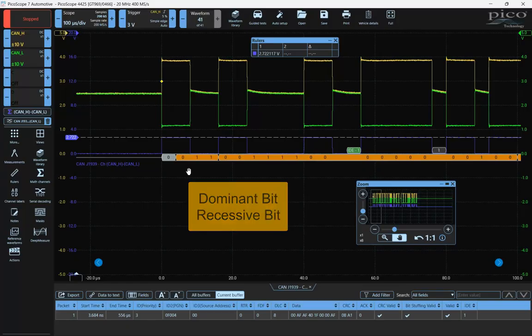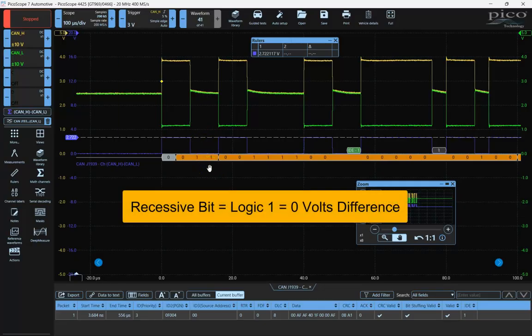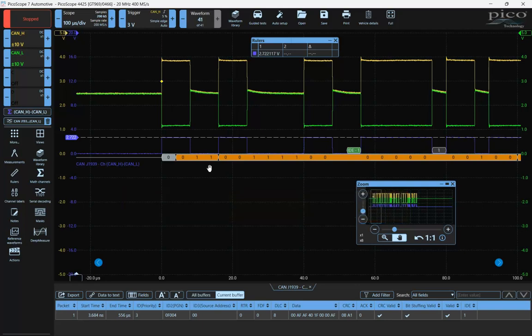So when the difference between CAN high and CAN low is near zero, as in this point, we refer to this as the recessive state. So even though this is the recessive state and it has a value near 0 volts, it's assigned a logic one. That may seem backwards, but this will make more sense once you see how CAN works.